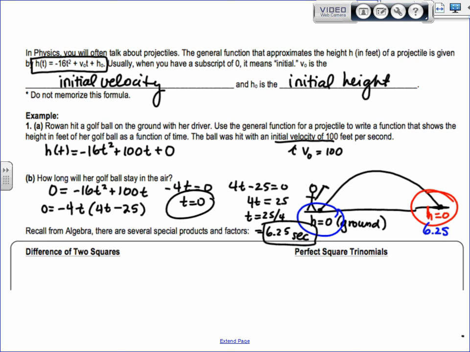Rowan would be very strong if it was that long. Or on the moon, yes. Yeah, that's true. Yes, good thinking.